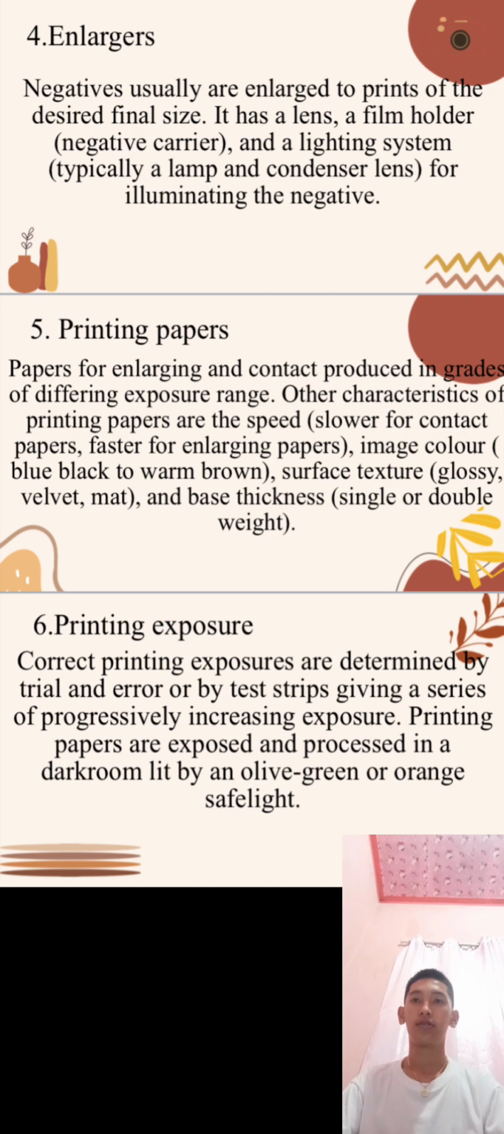Printing papers. Papers for enlarging and contact are produced in grades of differing exposure range. Other characteristics of printing papers are the speed, slower for contact papers, faster for enlarging papers; image color, blue, black, or warm brown; surface texture, glossy, velvet, matte; and the base thickness, single or double weight.